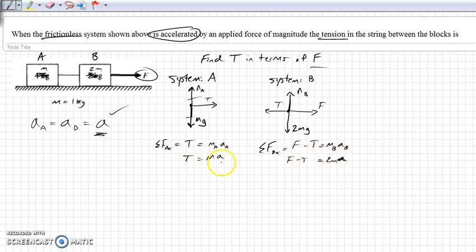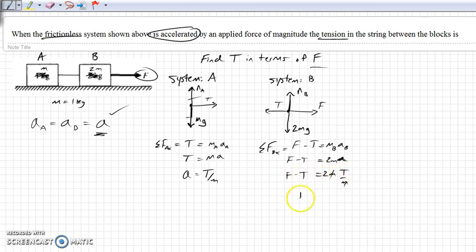So now I have two equations, and hopefully I have enough in these two equations to find T in terms of F. You probably like substitution, so the easiest thing to do would be to figure out how to get rid of a, and the best way to get rid of a in each equation would be to rearrange the equation we got from system A as a equals T over m, and then taking that acceleration and plugging it in so you get 2m times T over m. These m's cancel out, and you get F minus T equals 2T.